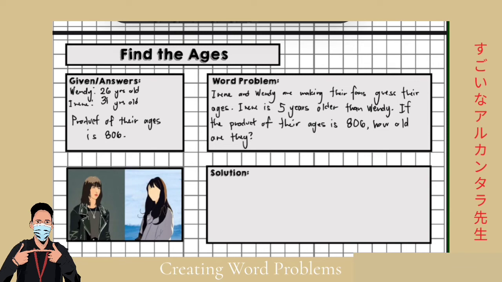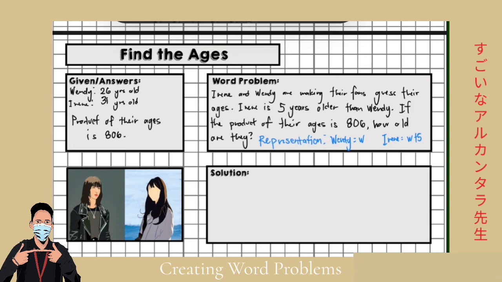And from here, let's have the representation. So for the representation, we'll start with Wendy. So Wendy will be W, because it's a W for Wendy. Representation: Wendy is W and Irene is what? W plus 5. Why is Irene W plus 5? Because again, Irene is 5 years older than Wendy.